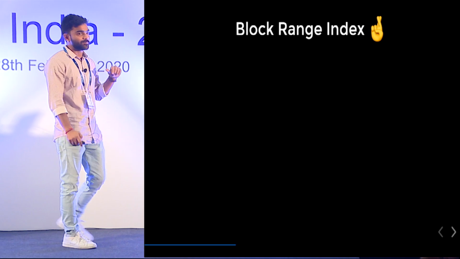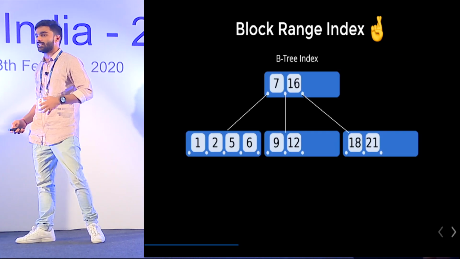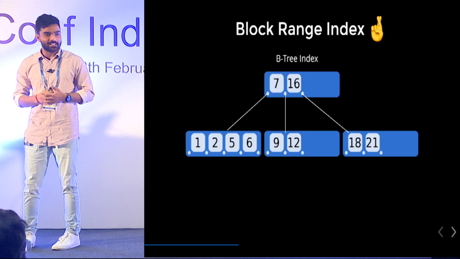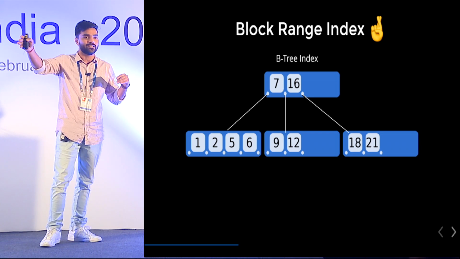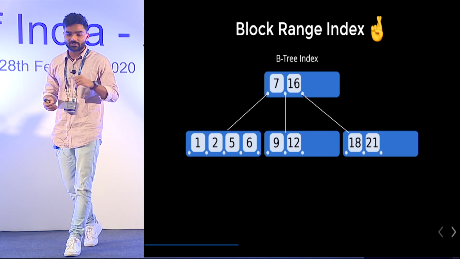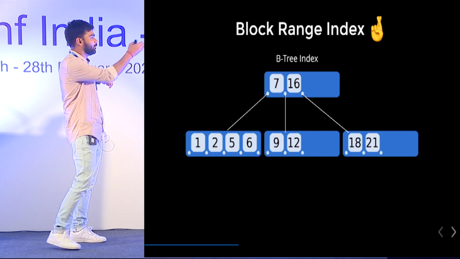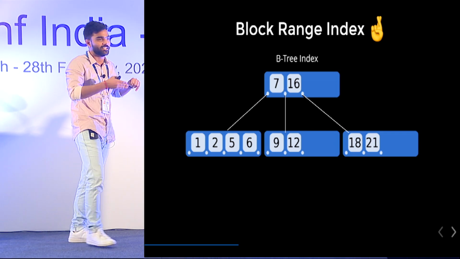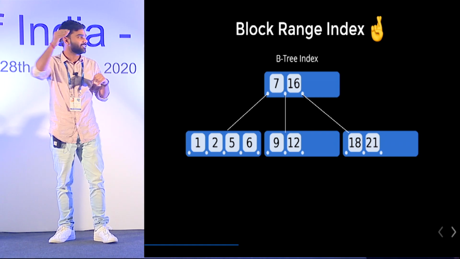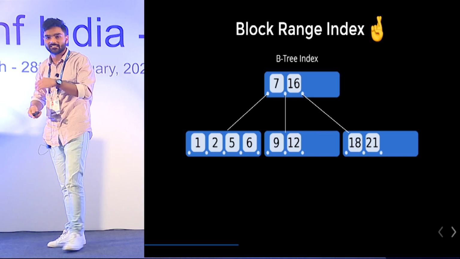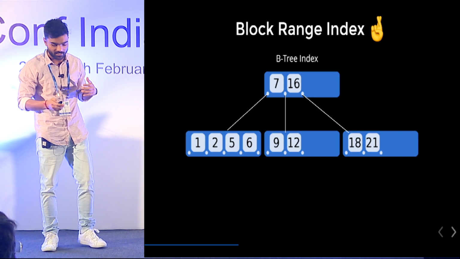To illustrate what block range index is, first let's look at what B-tree index is about. In a B-tree index, your leaf node contains a pointer to the actual table row. Suppose you have a B-tree index like this: 1 is pointing to a row in the table, 2 is pointing to a row in the table, 5 is pointing to a row in the table, etc., etc. That's how B-tree indexes are structured.